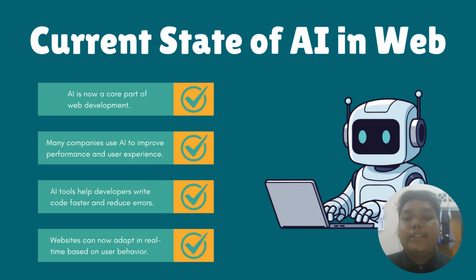And the last one is real time adaptation. We used to have one website for everyone. Now we are using reinforcement learning where a website can literally change its layout or content or suggestions while the user is browsing, based on their need and behavior at the moment.